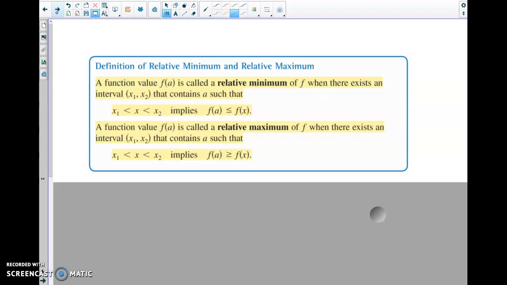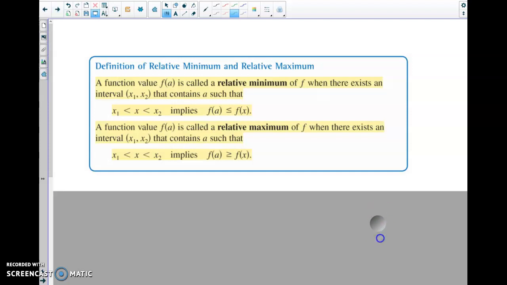Relative means that for the entire graph, it might not be the maximum value, but next to the set of points on your graph, if you were to zoom in, it looks like the top of the hill, so it's a relative max. Something that is the maximum of your entire graph is called an absolute max. And the smallest value of your graph is an absolute minimum.